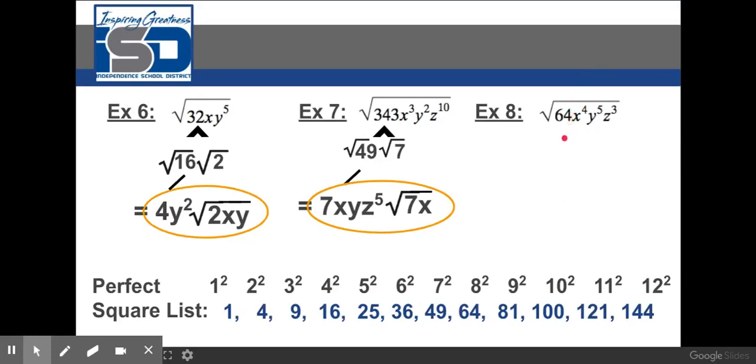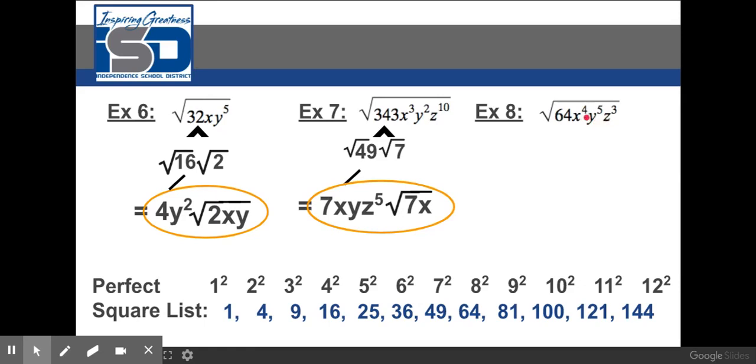Looking at example 8, we have 64, which is a perfect square. So there's no reason to break it down. We can just simply write that 64 goes to 8. My x exponent is even, so that means I will take all the x's out. My y is odd, so that means I'll have one left over. Same thing with my z. So for my x's, I can take 2 out. For my y's, I can take 2 out. And for my z's, I can only take 1 out.